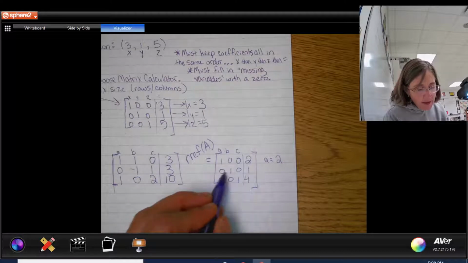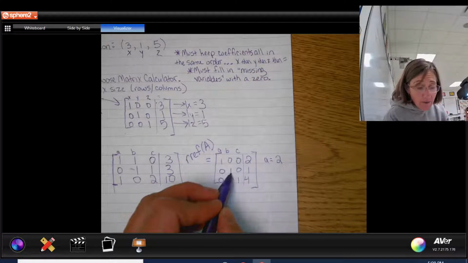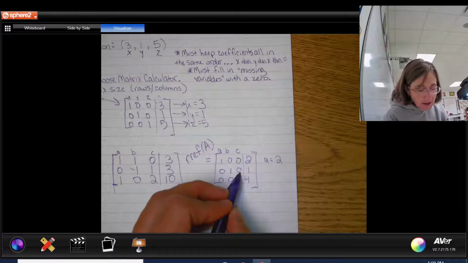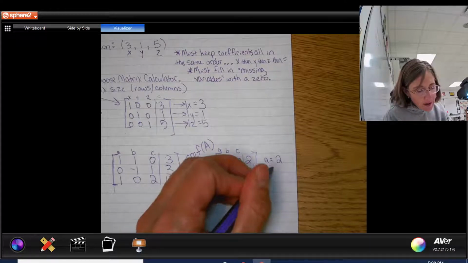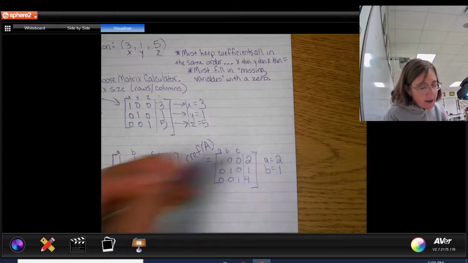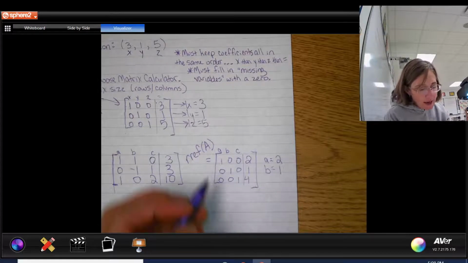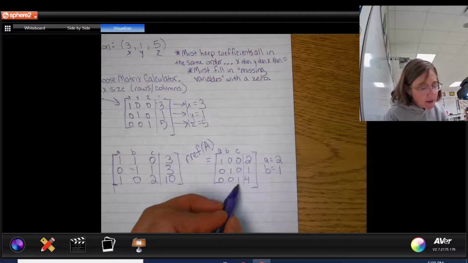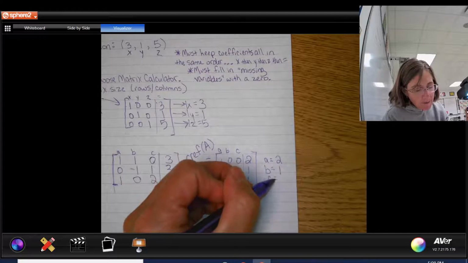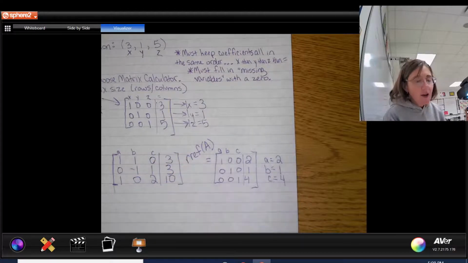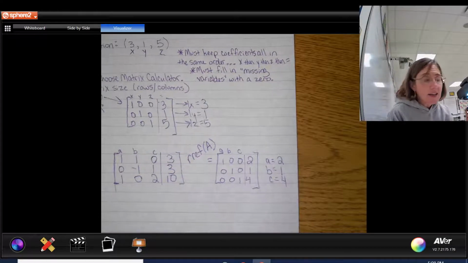The second row is saying I don't have any A's. I do have a B. I don't have any C's. So all I have is a B, and that equals 1. And then this third row is saying I don't have any A's. I don't have any B's. My C value is 4. So that's how you can use technology to solve some systems of equations.